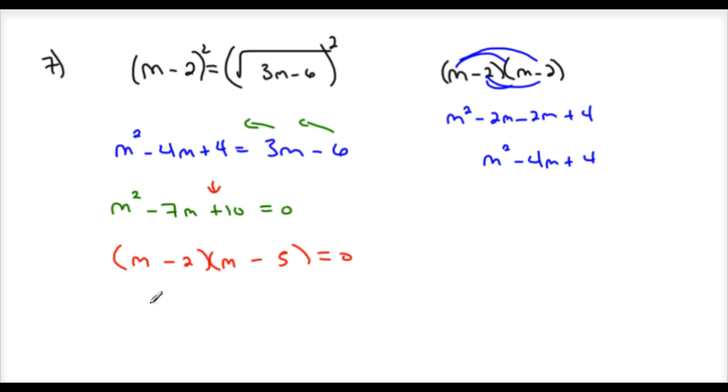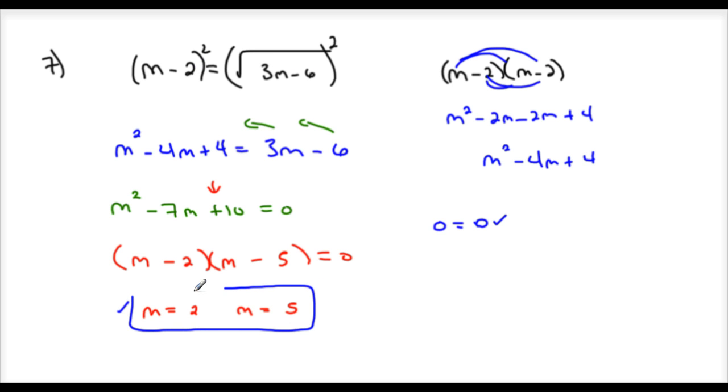Solve these both for 0. You'll get m equals 2 and m equals 5. If you substitute 2 in here, you see you get 0 equals 0, so m equals 2 works. If you substitute the 5 in here, you'll get m minus 2, 5 minus 2 is 3, and you get 15 minus 6 is 9. So you get 3 equals 3. So in this case, both m equals 2 and m equals 5 work.